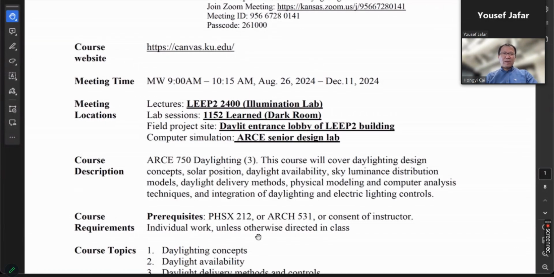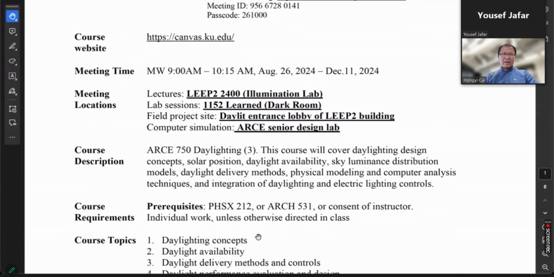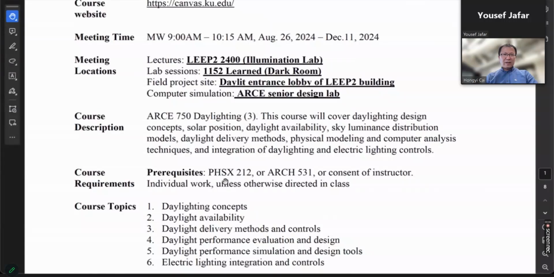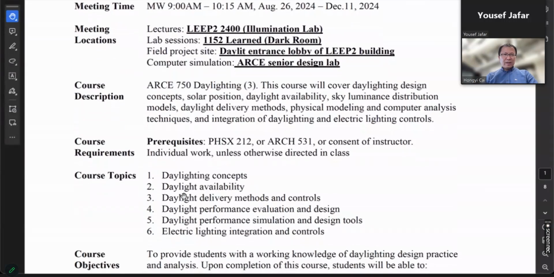That's no problem. If you look at these topics here, you see we have six topics: daylighting concept, availability, delivery method and controls, performance evaluation and design, simulation and design tools, and the integration. We are talking about the concepts right now. So you still have to catch up, but it's not a problem.